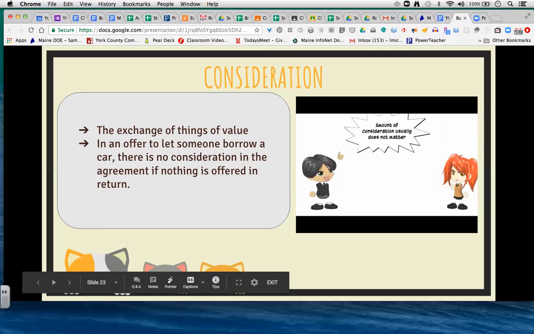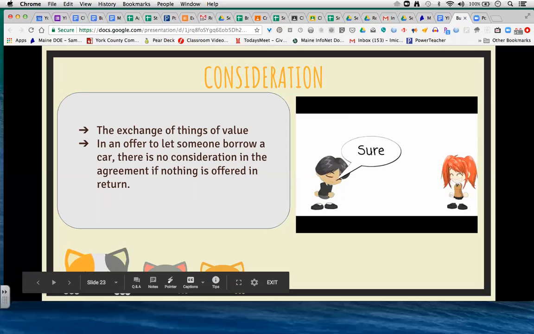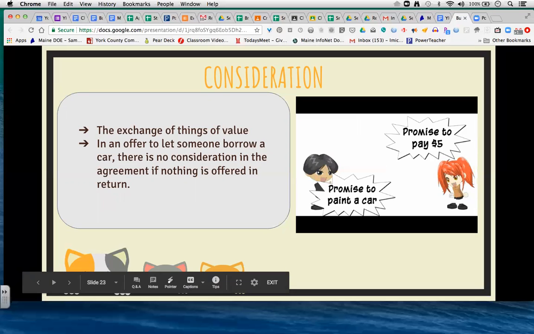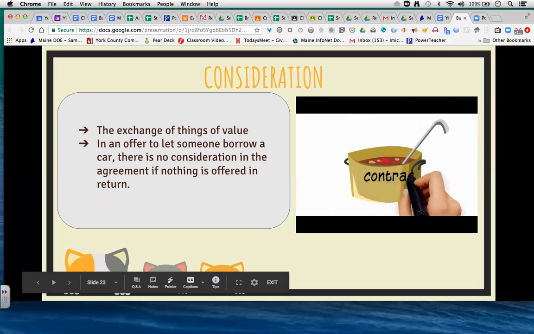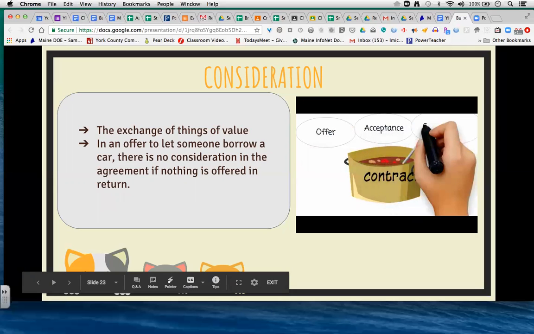Keep in mind that the amount of consideration in the United States usually does not matter. Let's say Sally asks Peter to paint her car in return for $5. A court will probably not worry whether or not $5 is enough consideration. Each party is promising to do something in exchange for the other party's promise. And if we have an offer, acceptance, and consideration, we have a contract.